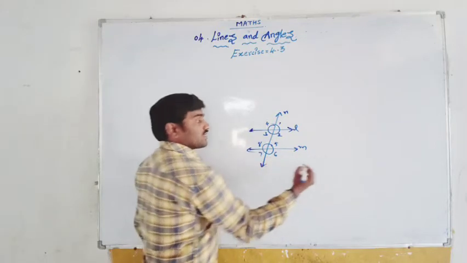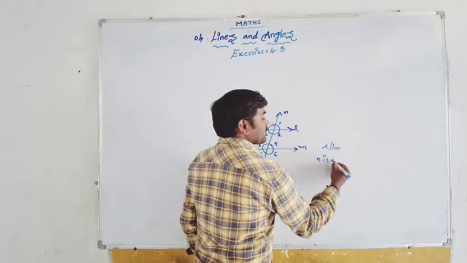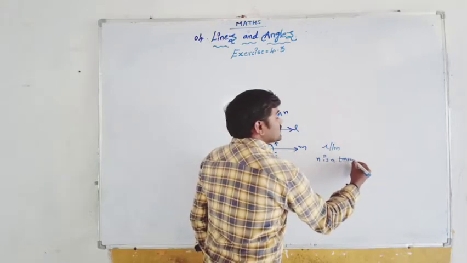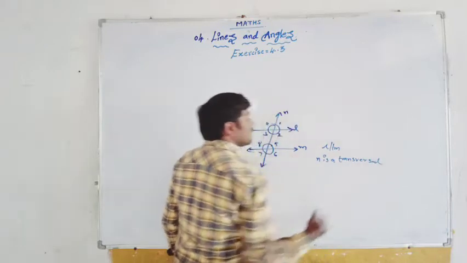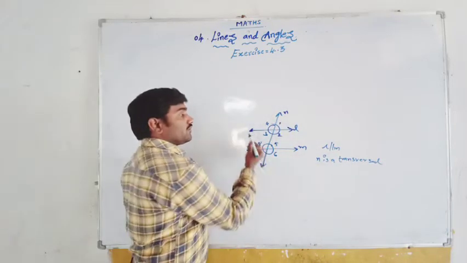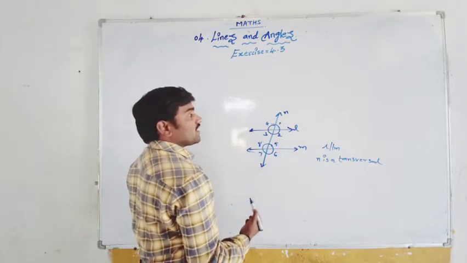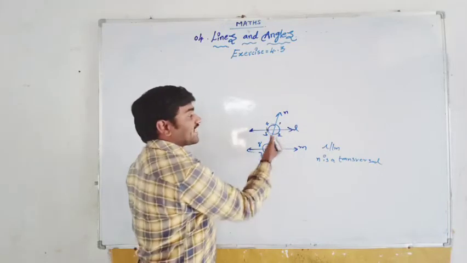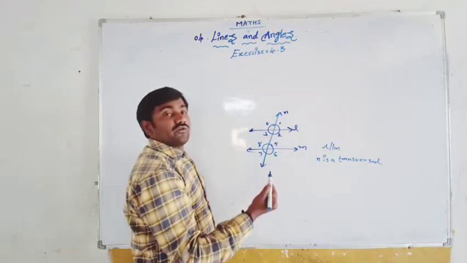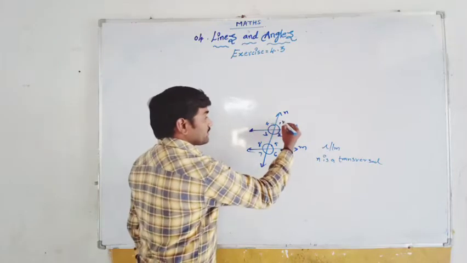So here we already discussed, here L is parallel to M and N is a transversal. When two lines are parallel and one line is passing through the two parallel lines, then the line is called a transversal. Then 8 angles will form. So we know their corresponding angles are equal. What are the corresponding angles here?